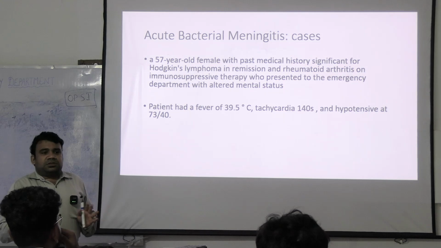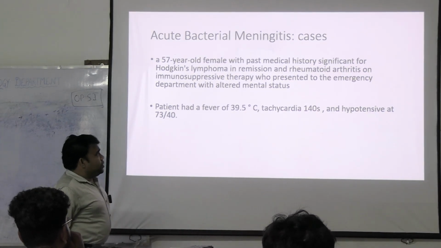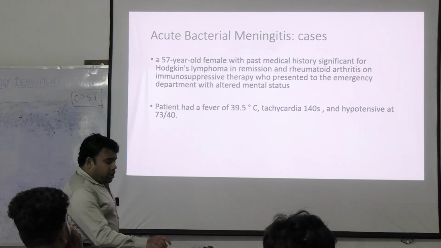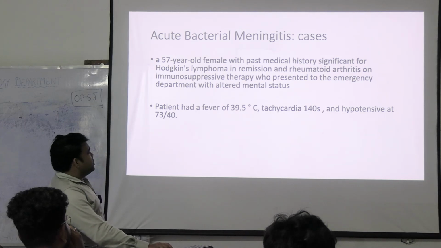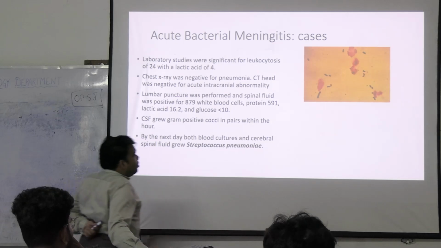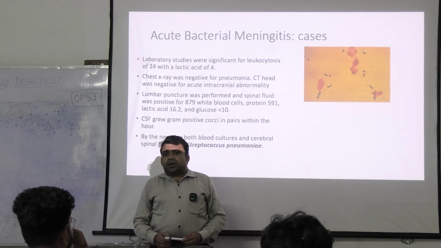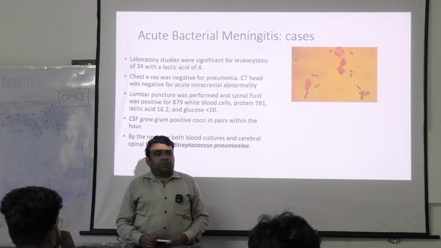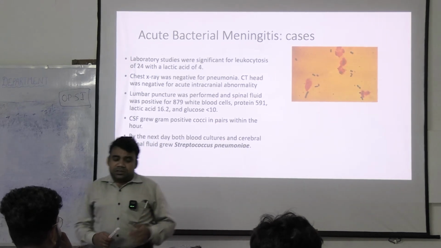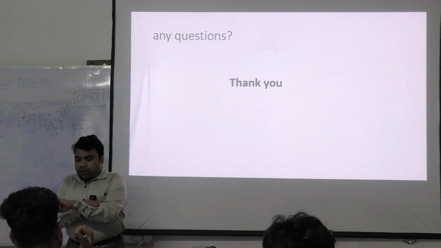Now, just 3 cases as an example. Now, a 57-year-old female with a past medical history of Hodgkin's lymphoma, on steroids and immunosuppressive drugs, again presenting with signs of meningism, and now in CSF we can see purple-colored gram-positive cocci in pairs, also called diplococci. So this is an infection caused by Streptococcus pneumoniae. So that would be for acute meningitis.